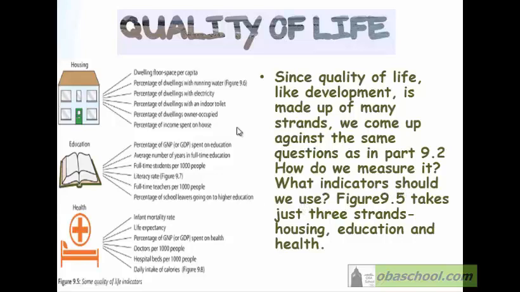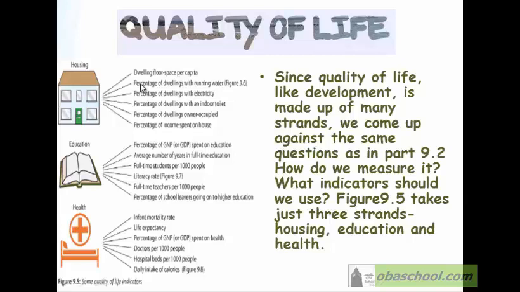In figure 9.5, we have the three strands: housing, education, and health. And for each strand, we have 6 indicators. First of all, the housing strand, to know if the living standards are good or bad. There are 6 standards to look at. We look at the dwelling floor space per capita.